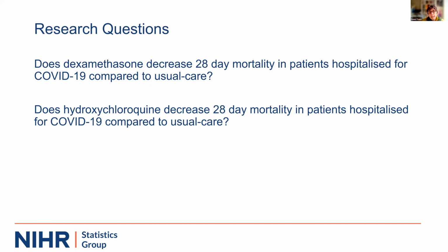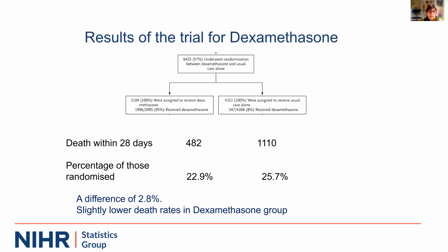So I'm showing you part of what's called the CONSORT diagram here. When the recovery trial felt they had enough numbers to ask the question for the dexamethasone treatment, they had, I hope you can see the numbers on this slide well enough, just over 2,000 patients receive dexamethasone, and just over double that, 4,300, were assigned to receive usual care alone.